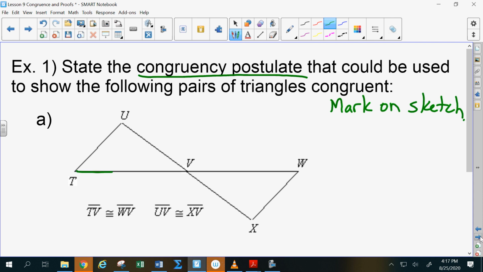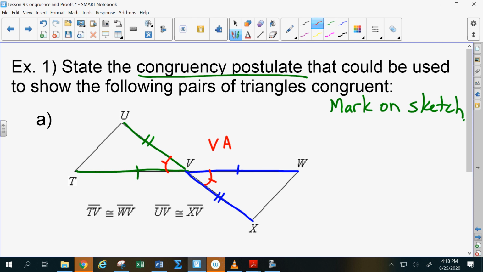So let's see what we know. TV, so that goes from here to here. That is congruent to WV, so that's this one. And UV, that goes here to here, is congruent to XV, and that goes from here to here. Uh-oh, I've only got two things. I need three at least for these postulates to work, so I need to look at my picture and see one more that I could have in there. Oh, I have vertical angles right here, so I can say these two angles are congruent.